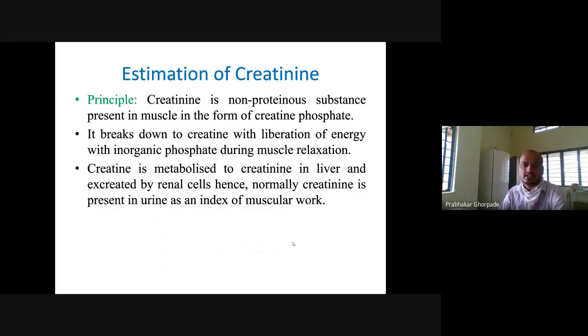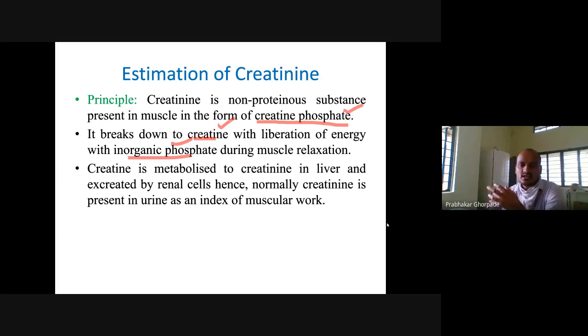Creatine is a non-proteinous substance present in the muscle in the form of creatine phosphate. This creatine is stored as creatine phosphate in our muscle, and whenever it breaks down to creatine, energy and inorganic phosphate are liberated during muscle relaxation. During this process, energy is being liberated. The creatine is metabolized to creatinine in the liver and excreted by the renal cells. Normally, creatinine is present in the urine as an index of muscular work.